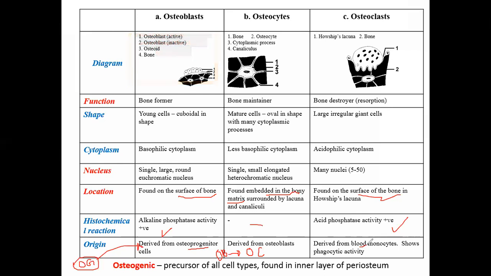By the way, osteoclast has a totally different derivation. It is from blood monocyte, and it shows phagocytic activity. That's why it helps in resorption. It's totally different from the other types of cells.